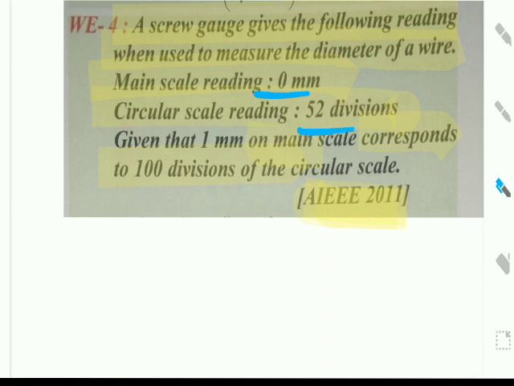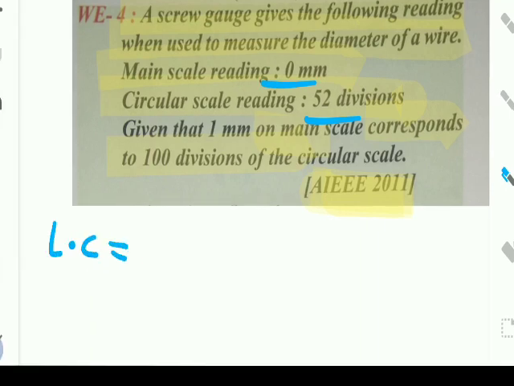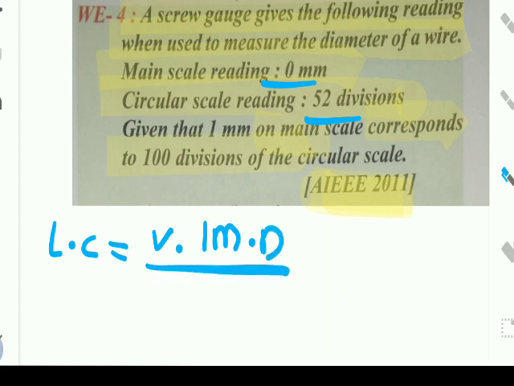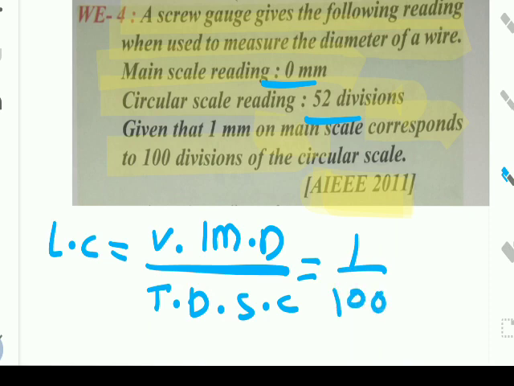Least count LC is equal to the value of one main scale division by the total divisions on the circular scale, so 1 by 100 mm.